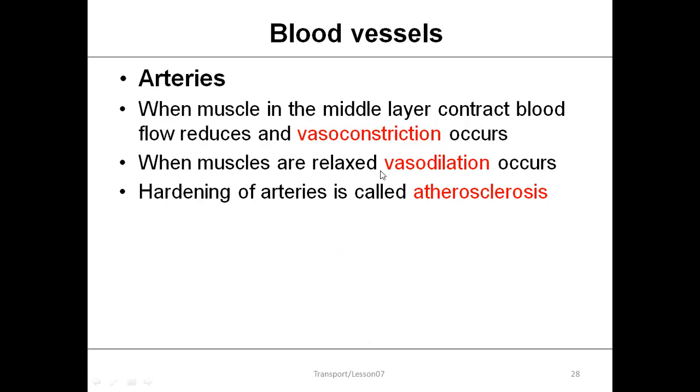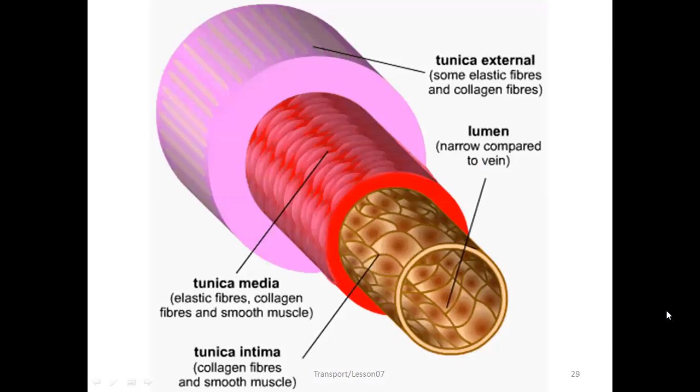When the muscles are relaxed, vasodilation हो जाती है और आपकी artery जो है वो उसका diameter it increases. Hardening of the arteries is known as atherosclerosis. We will study this in cardiovascular disorders. ठीक है, atherosclerosis, arteriosclerosis, these are actually hardening of the tissues जहाँ पर calcium deposition हो जाती है following cholesterol.